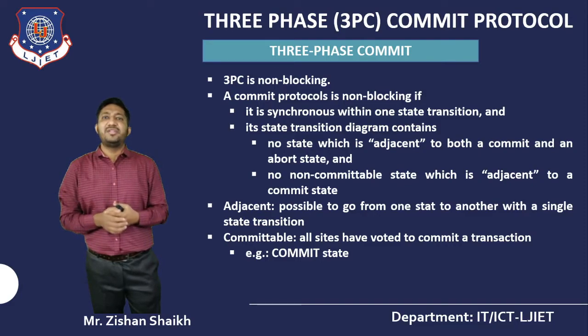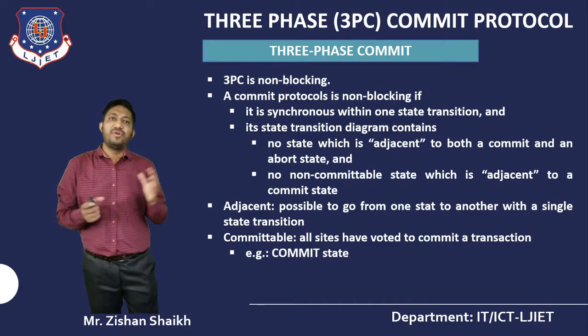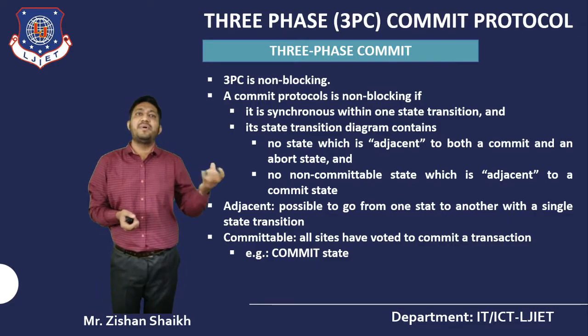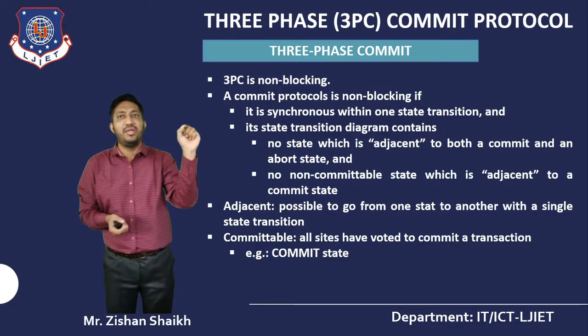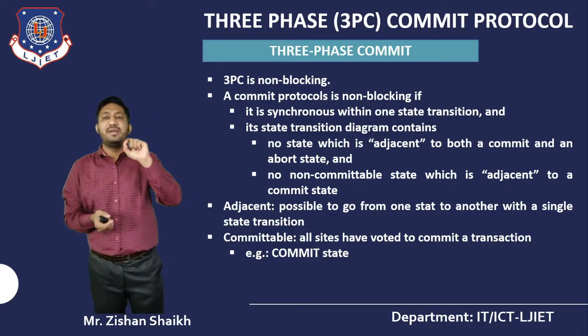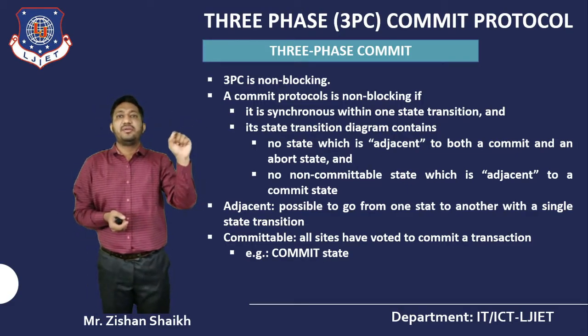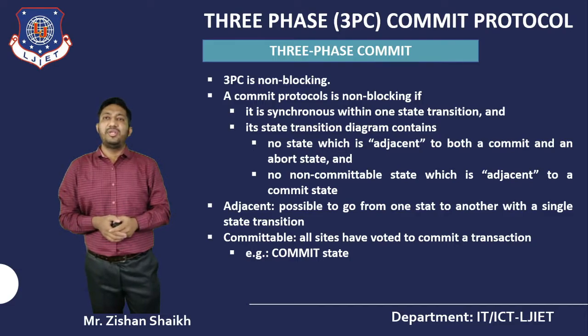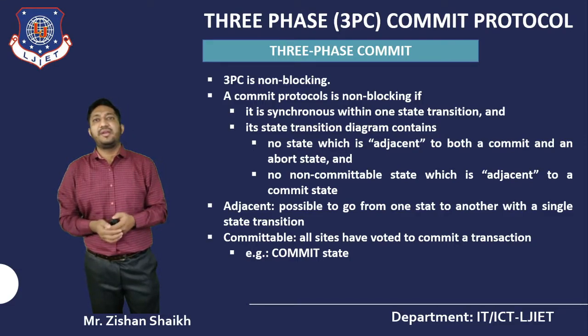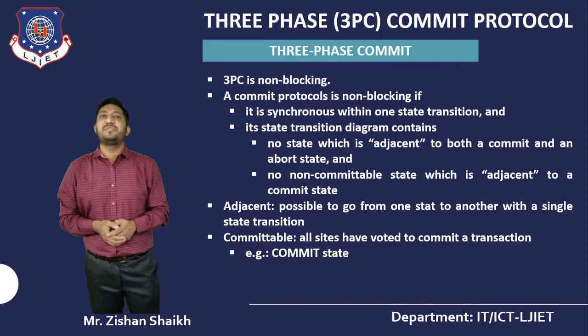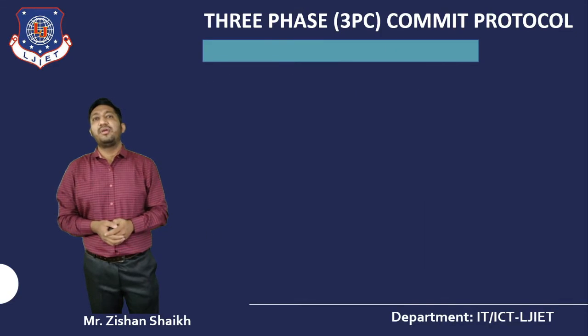Here, adjacent is all about whether it is possible to go from one starting point to another point within a single state only. So we have to pass that particular transaction message within a single state line. Our three-phase commit protocol provides this type of functionality, so we can say that our 3PC is a non-blocking protocol.